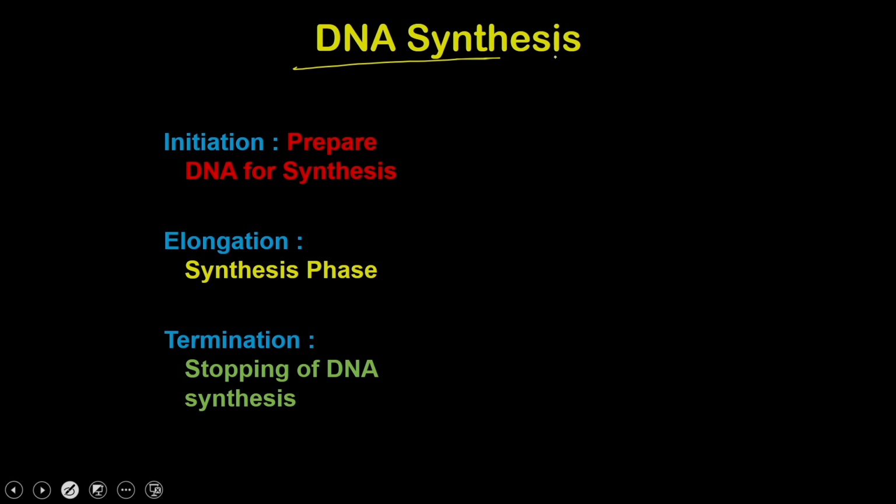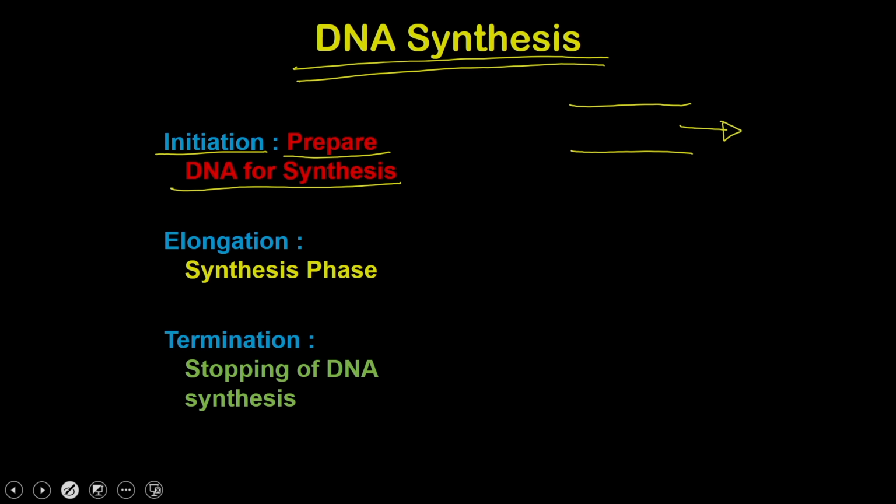DNA synthesis has three steps. One is called the initiation, which is going to prepare the DNA for the synthesis. So, what you are doing is taking a DNA and generating the two strands. Then in the elongation step, we are doing the DNA synthesis.